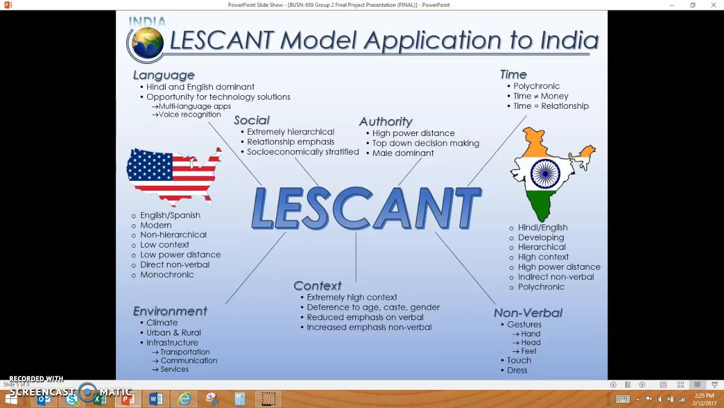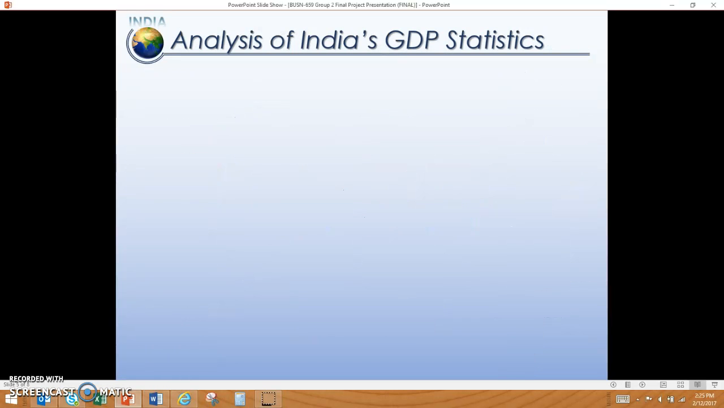The United States' modern, non-hierarchical, low context, low power distance, direct, monochronic culture can easily clash with India's. Financial metrics like gross domestic product that quantify a nation's ability to generate wealth are helpful in the evaluation process of emerging foreign markets.